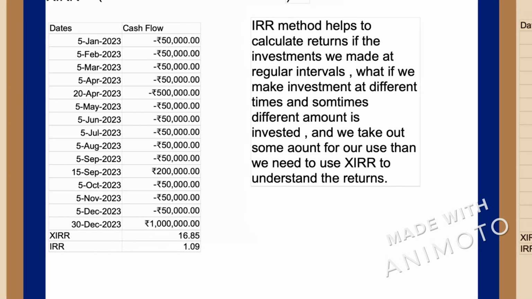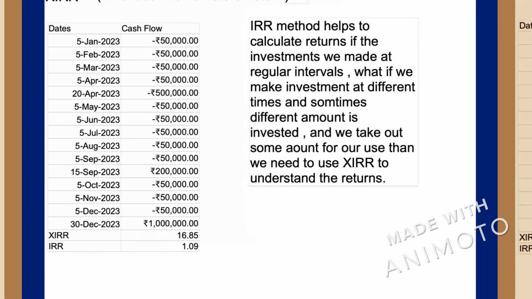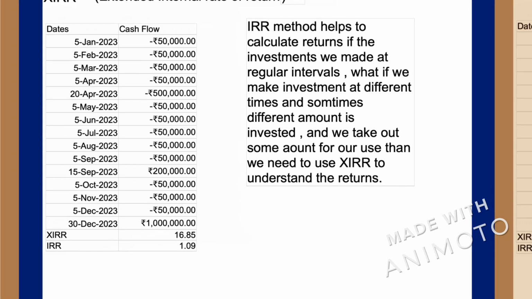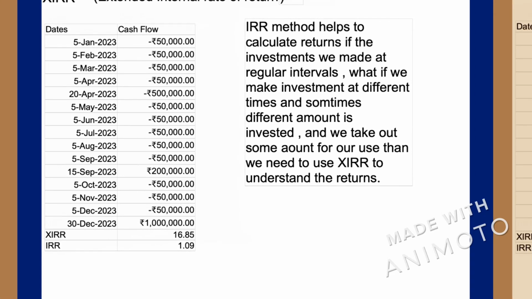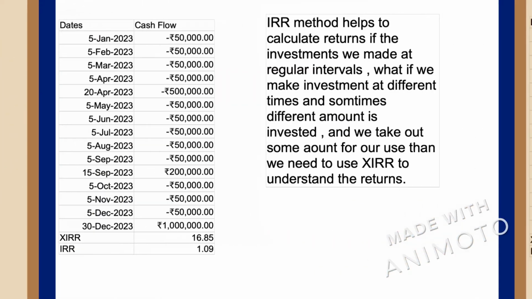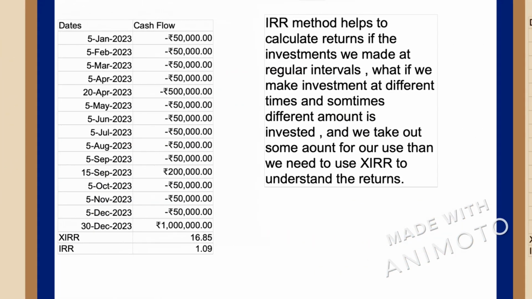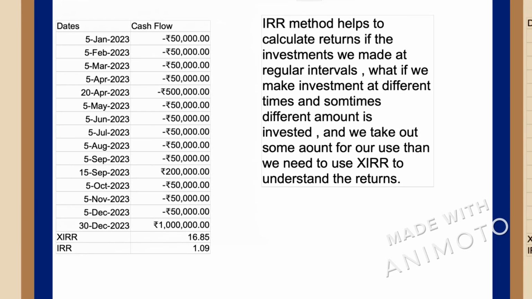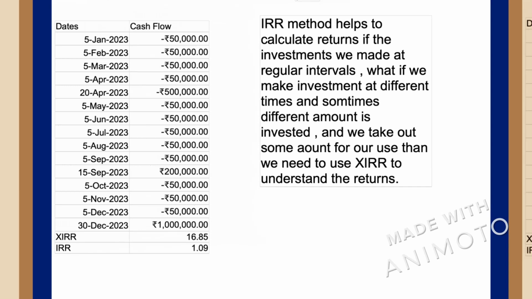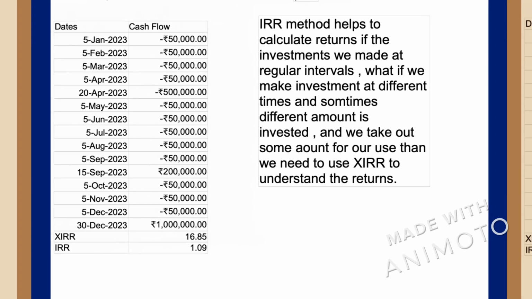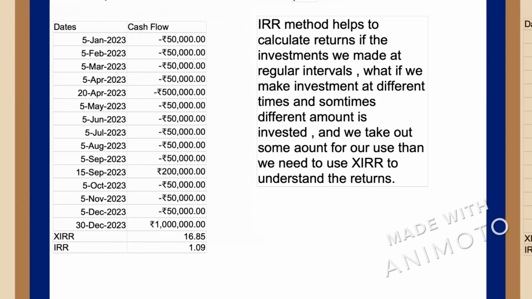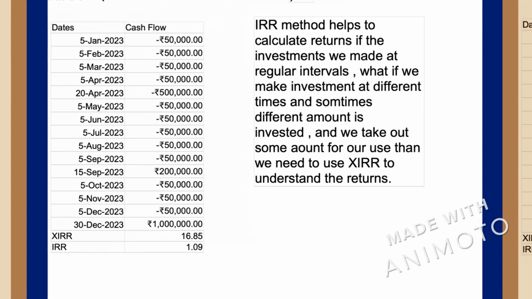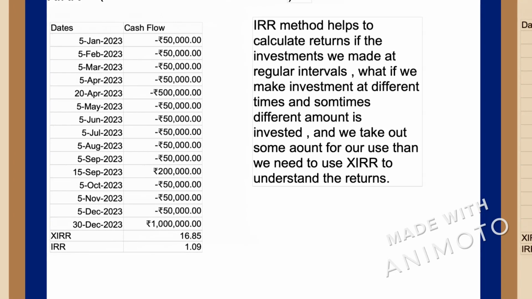In this example, you can see that we started with a 50,000 a month SIP in January, which we continued in February, in March, and in April. And in April, suddenly we had a cash flow of another 5 lakh rupees coming in, so we invested that into our fund. Then we continued in May, June, July, August, September, and on 15th September we needed some money, so we took 2 lakh rupees out of this investment. Then we continued with October, November, and December.